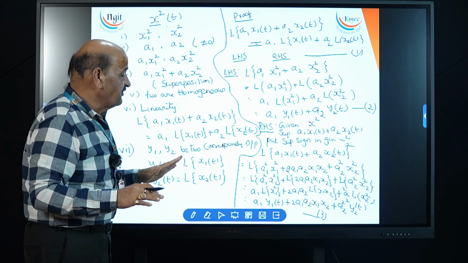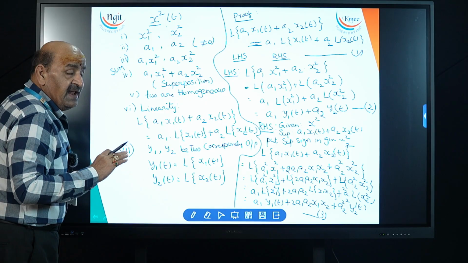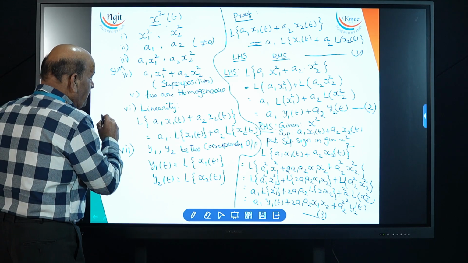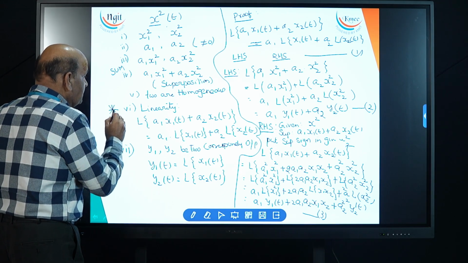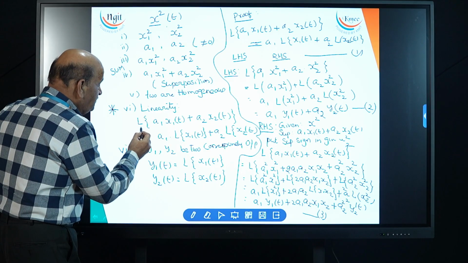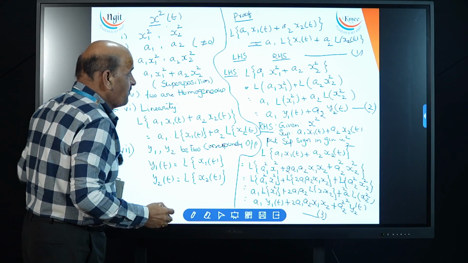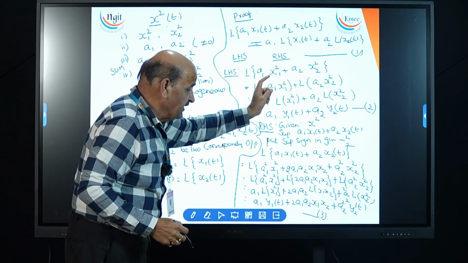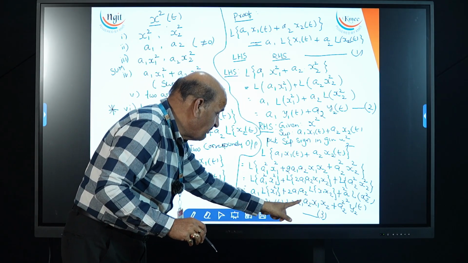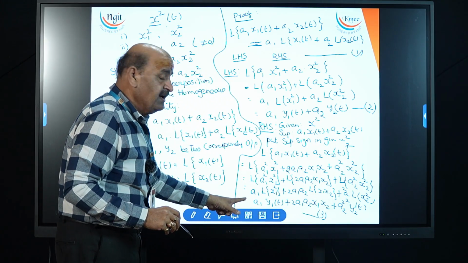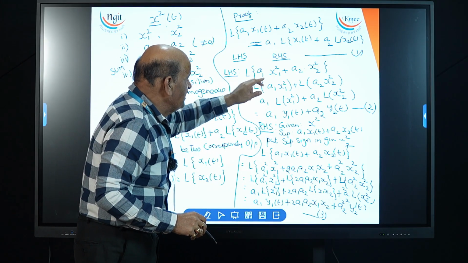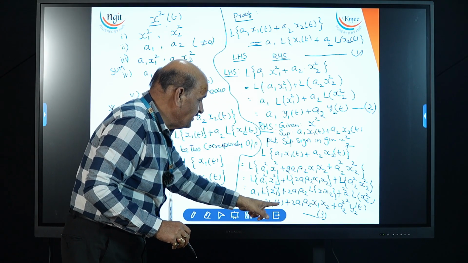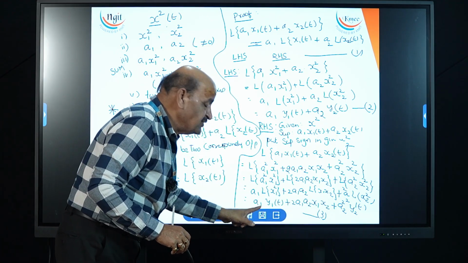So in a non-linear system, LHS never equals RHS. Which point do we have to make here? We have to prove the linearity property. The transformation of a sum of signals is not equal to the sum of individual transformations.